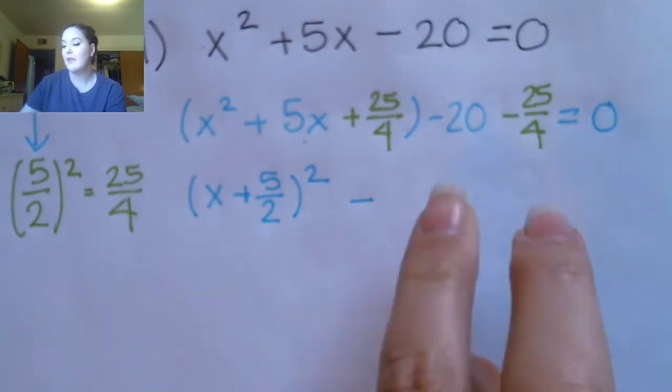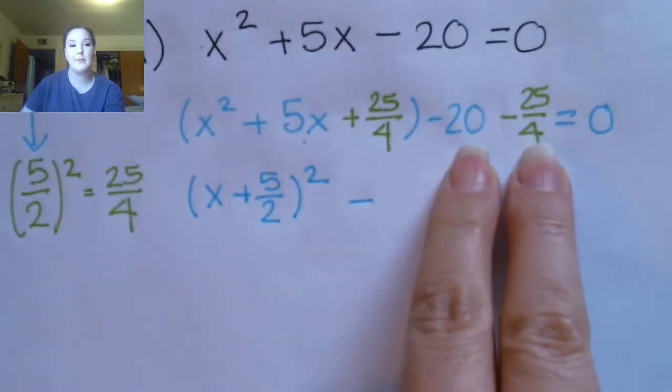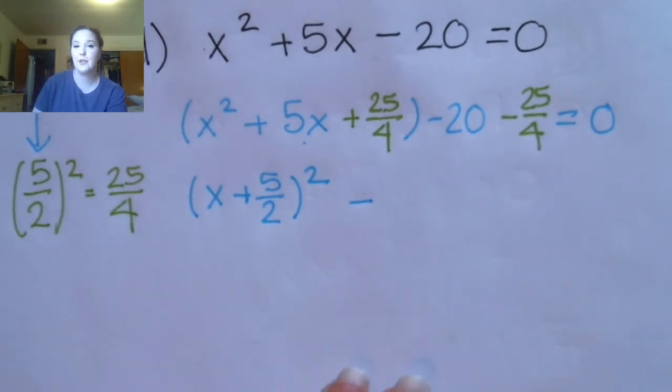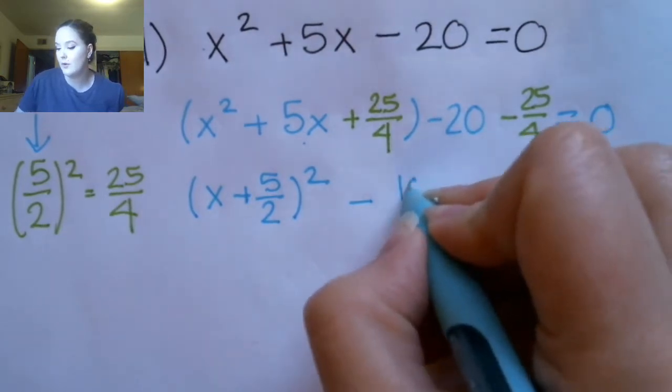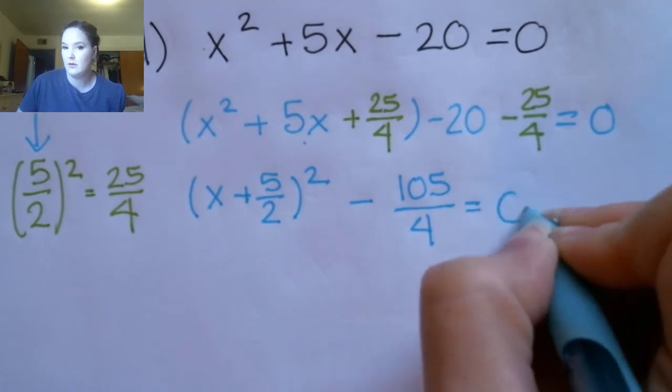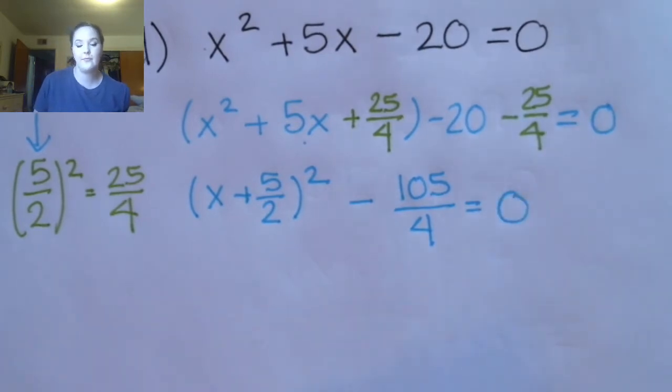Okay, and then I'm going to combine these two by making like terms, right? Common denominators. So 20 over 1 is going to be the same as 80 over 4. So negative 80 minus 25 is going to be negative 105 over 4.